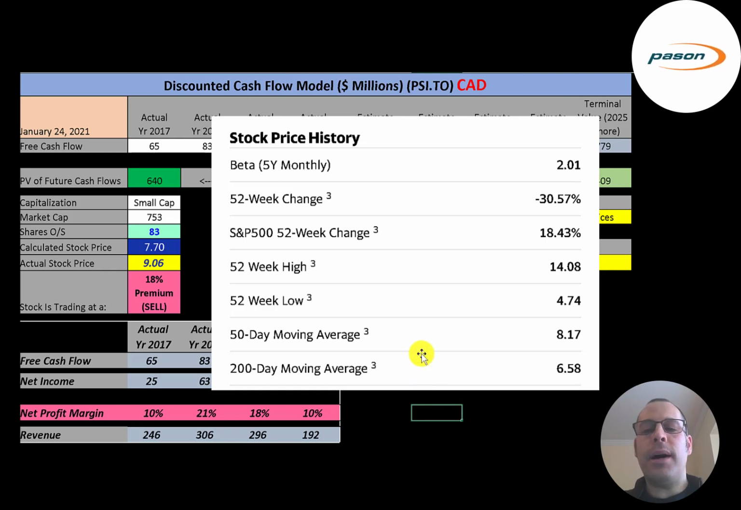The company does have a high beta, 2.01. The stock moves more than 2 times the market. That's why they had such a high WACC. And the stock has gone down 31% in the past 52 weeks, much worse than the S&P 500. And the low was $5, the high was $14. The stock is trading above its 50-day and 200-day moving average.